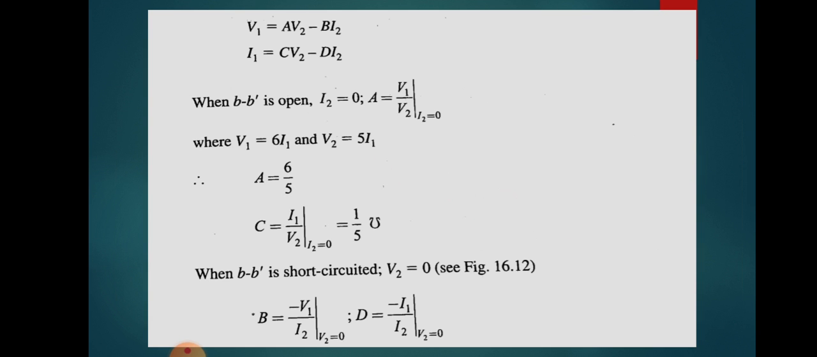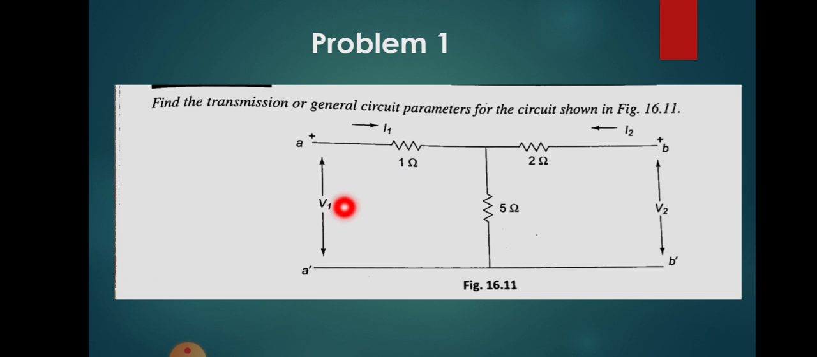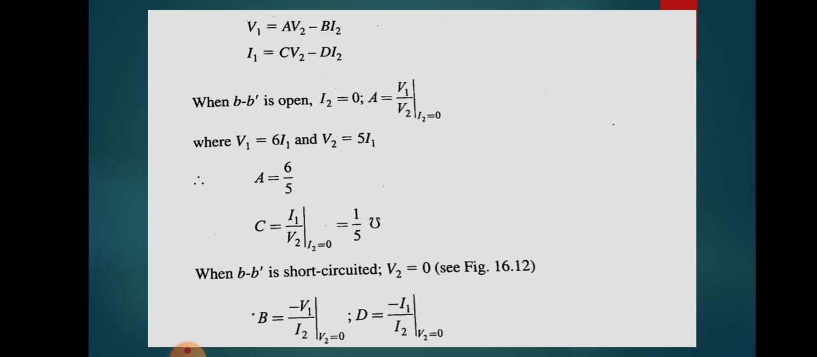So you can write V2 equal to 5 I1. Similarly, you know that here V1 is the input voltage, and that voltage is the voltage across 1 ohm plus the voltage across 5 ohm. That is the application of simple Kirchhoff's voltage law. So 6 I1 will be the voltage across these terminals, okay, A dash equal to 6 V1. Okay, 6 I1. So V1 equal to 6 I1.